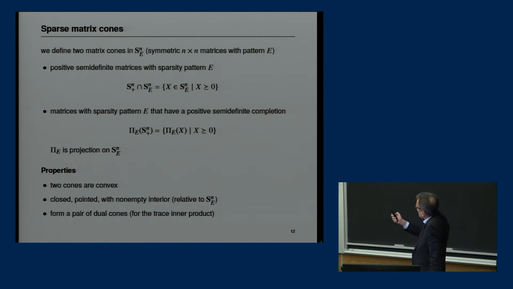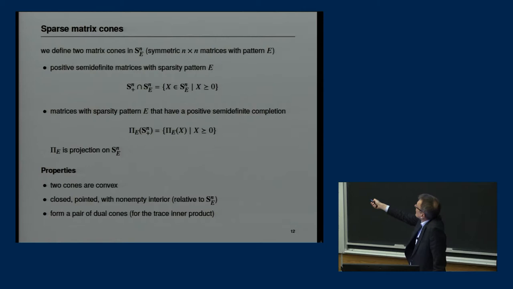So the first one is the positive semidefinite matrices with that sparsity pattern. For example, tridiagonal matrices that are positive semidefinite. And we'll just use this notation. It's the intersection of the matrices with that sparsity pattern and the positive semidefinite matrices.